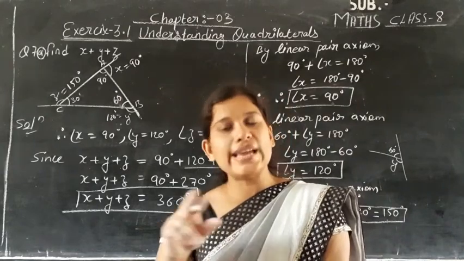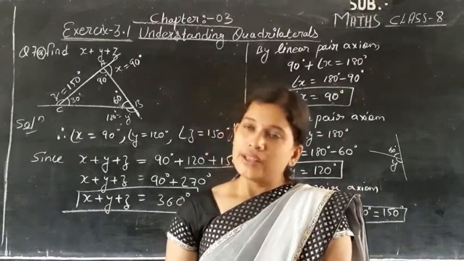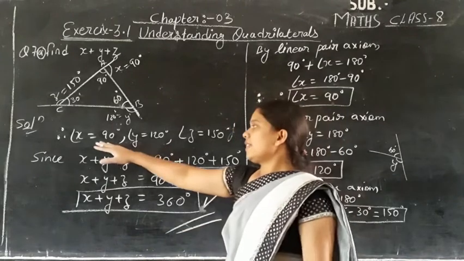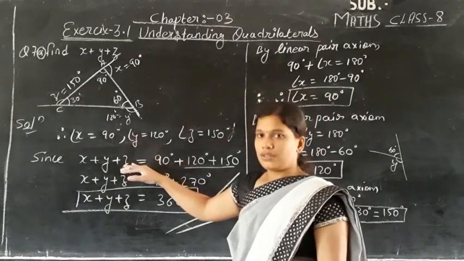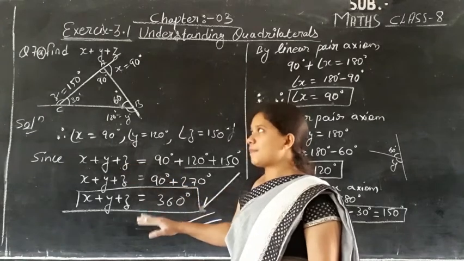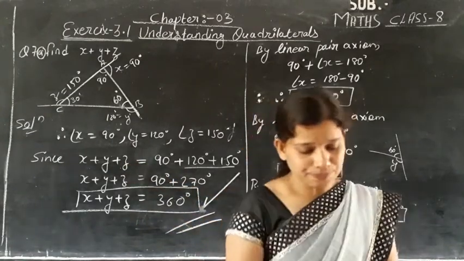Find all the three exterior angles of the triangle. Then after finding the exterior angles of the triangle, we have to add those values. Then we will get the required result. So have you understood up to here, everyone?